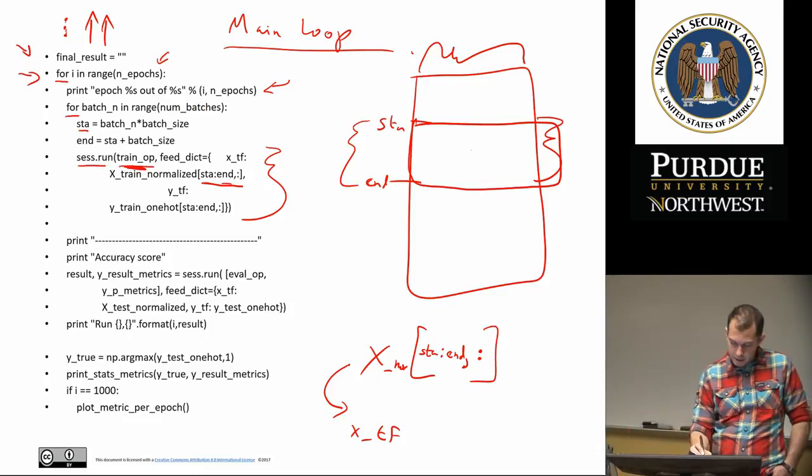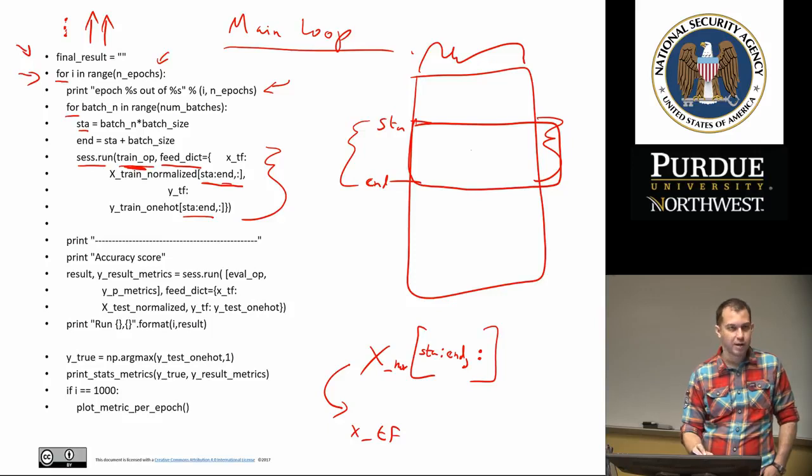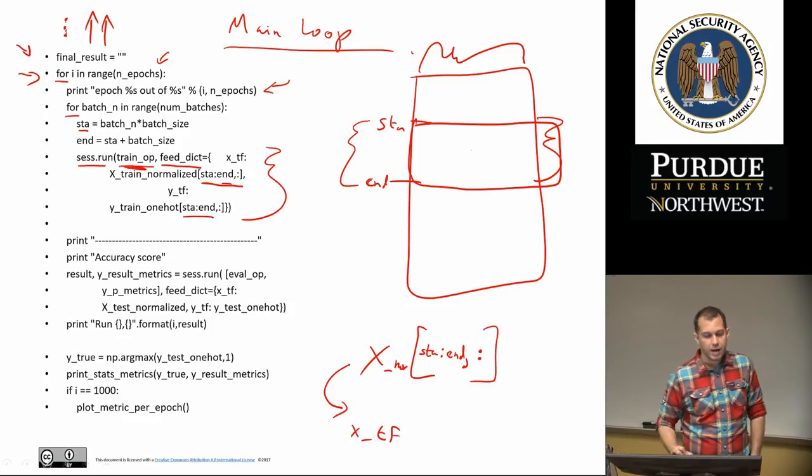So here you can see this is the feed dictionary. We do the same over here, start and end for the labels for all columns, but this time it's going to be from Y train one hot. All right, and that's it, right?